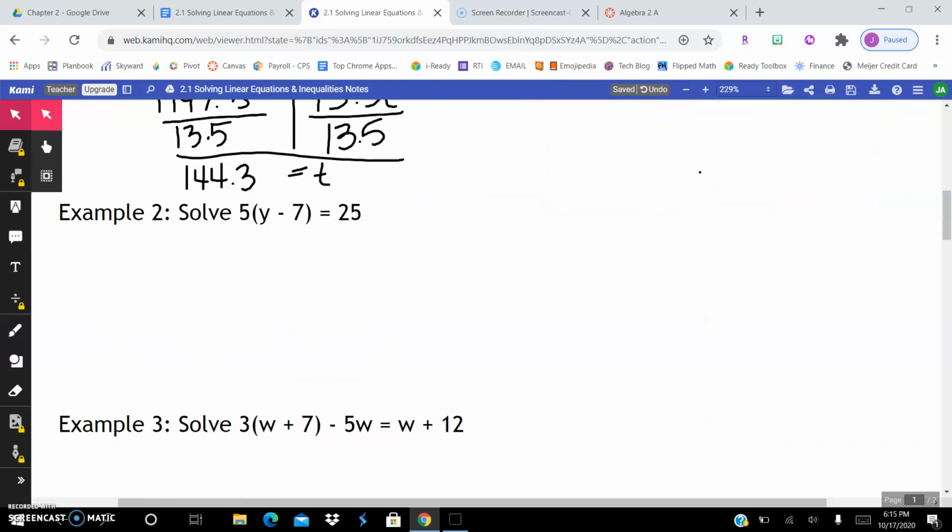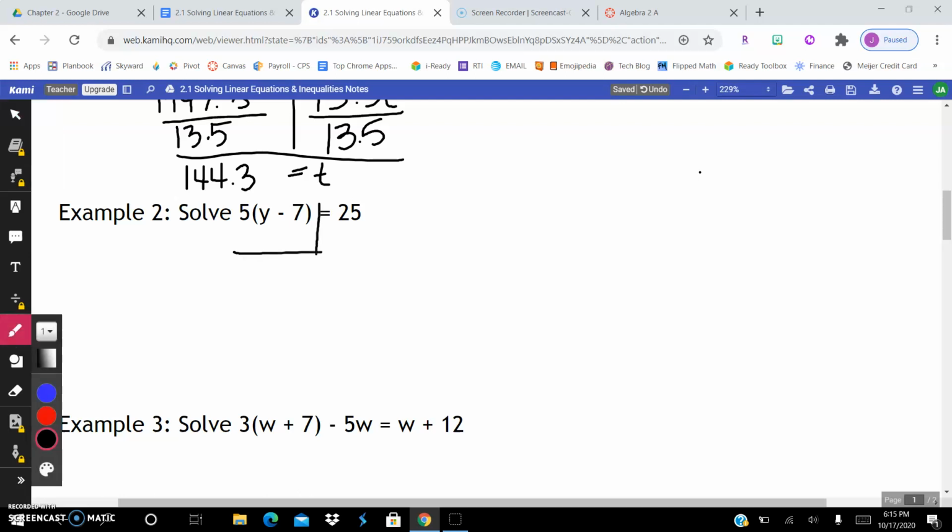Example 2, we're going to have to solve for y here. And in order to solve, we can do two different things. We can first just divide by that 5 since it's being multiplied out there. And we would have y minus 7 left, and 25 divided by 5 is 5. And then we can add 7. So we get y equals 12.